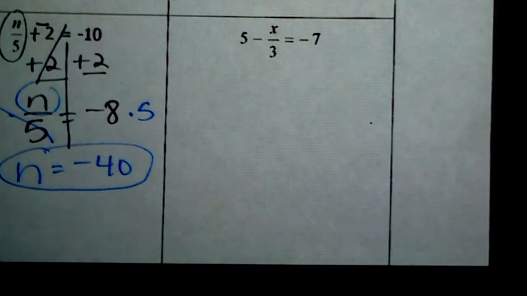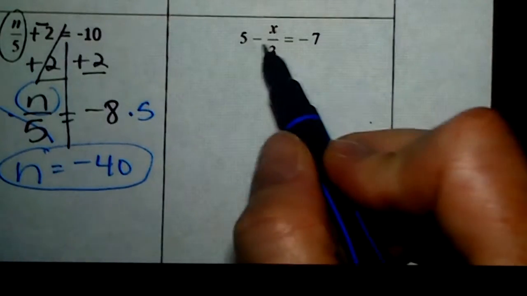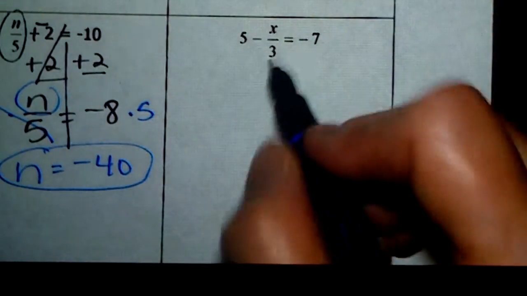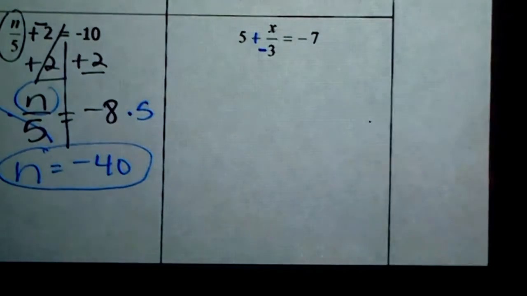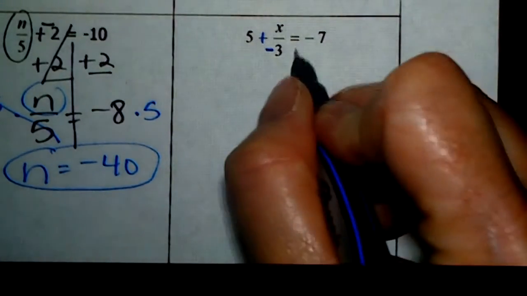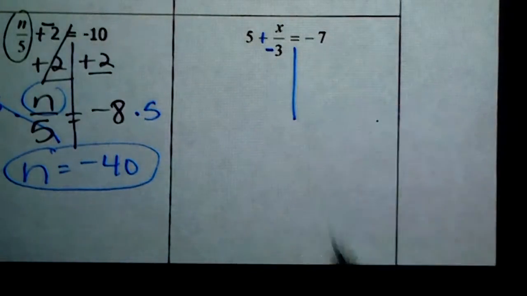Alright, next one. This time the variable term is second, and it's being subtracted. And you need to remember now, when you keep change, if you're trying to get the variable by itself, that negative should go with the denominator. It just saves time. It doesn't really matter where you put it, but if you put it with the top, you're going to give yourself an extra step. So we keep change it. We put the negative with the 3.